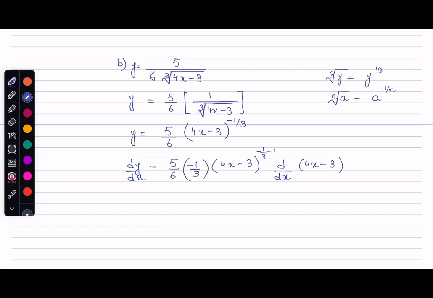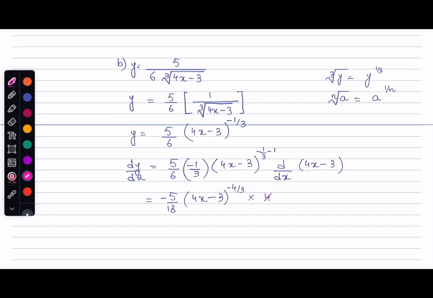So now it's the second step that should be followed over here. Solving that, it should be 5 by 6 times negative 1 by 3, or else I could have written this as negative 5 divided by 18, and (4x minus 3) to the power negative 4 by 3. And then here I can say it's just a 4. The differential of 4x is 4. Negative 3 being a constant gets eliminated. Further, I can simplify the equation.